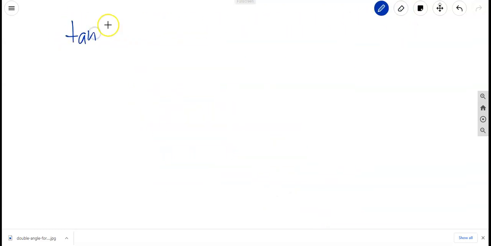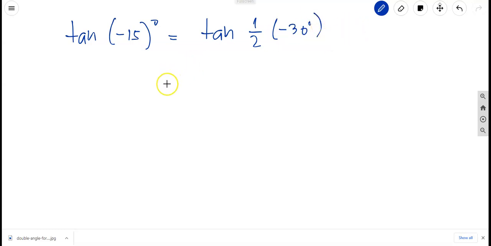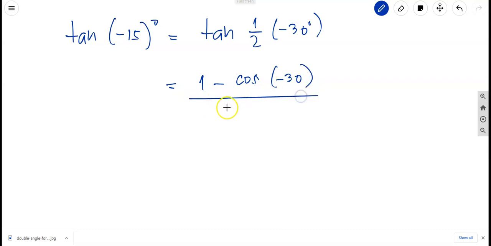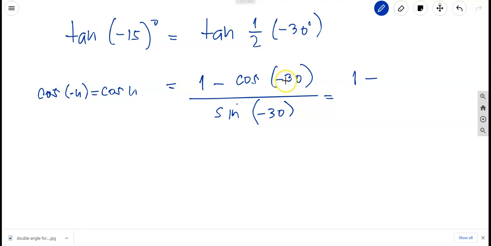For tangent, we have negative 15 degrees, which gives us tangent of 1 over 2 times negative 30 degrees, which we can now put into the equation. So we will have 1 minus cosine of negative 30 degrees all over sine of negative 30 degrees. We get 1 minus cosine, because cosine negative u is equal to cosine positive u. Therefore, we look only for cosine 30 degrees.